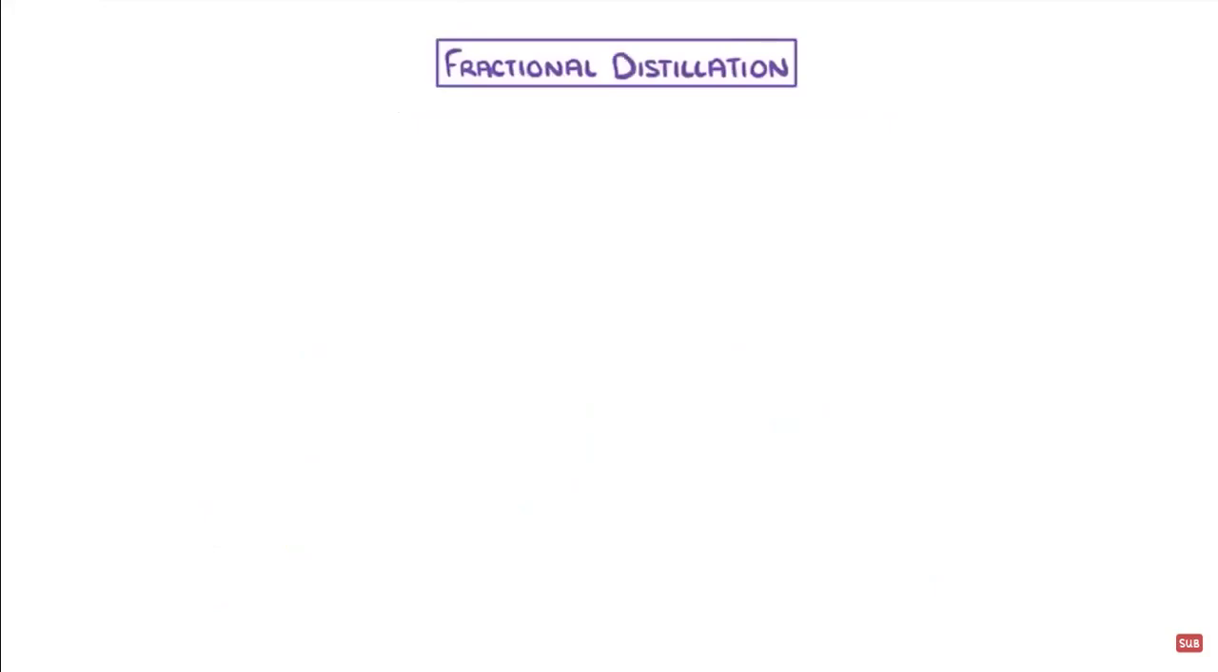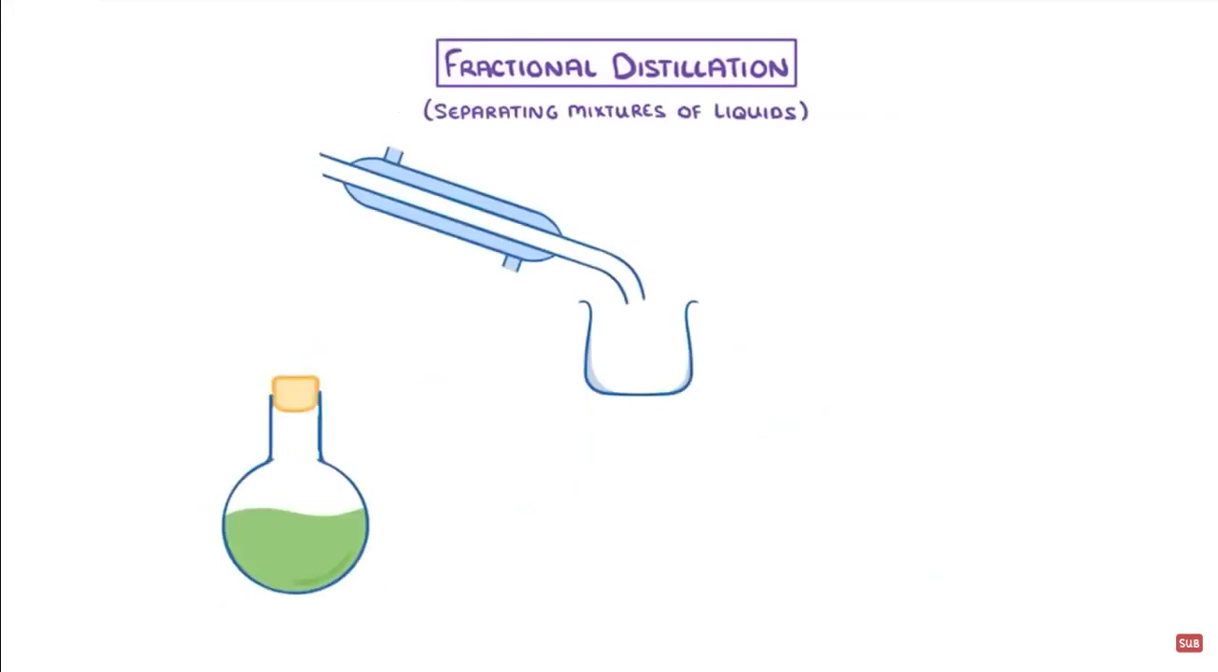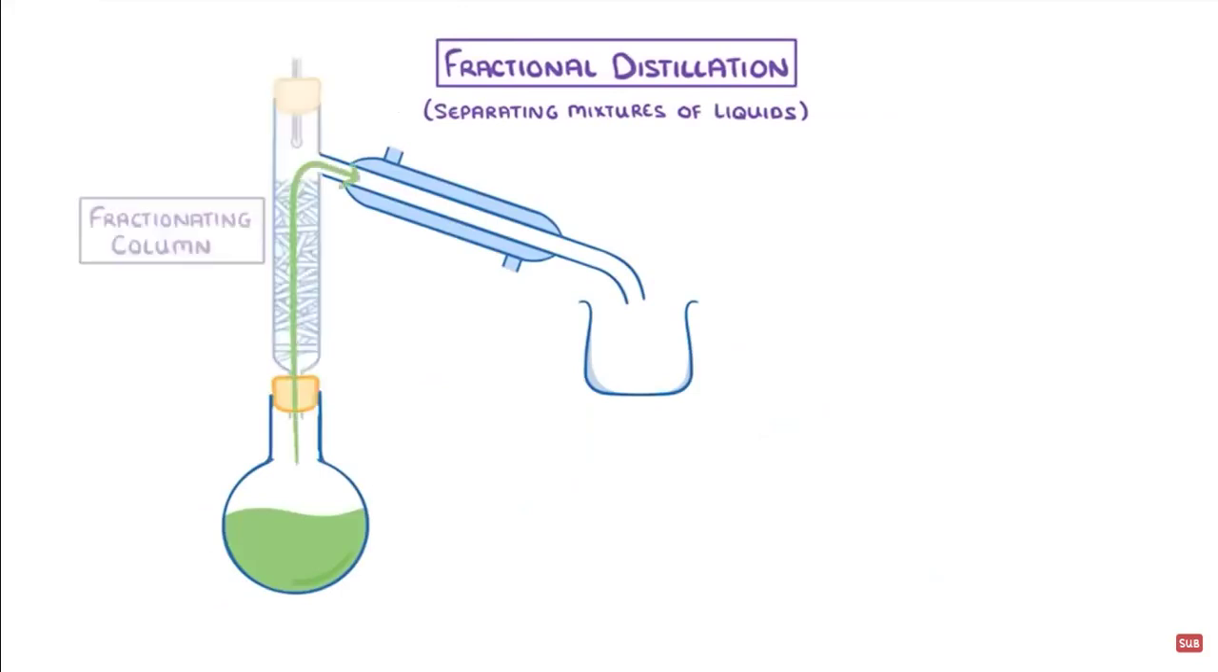In this case, we'd have to use a different technique called fractional distillation, which is the main technique used for separating mixtures of liquids. The equipment for this is pretty similar, but instead of the gas passing straight from the flask into the condenser, the vapors have to first pass through a fractionating column, which has two key features.